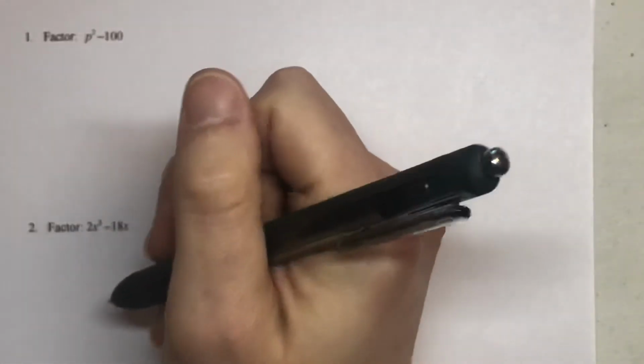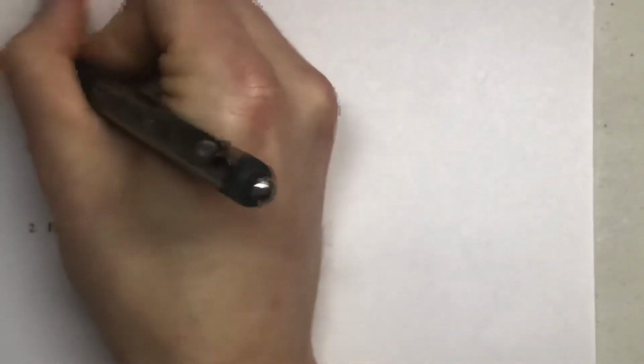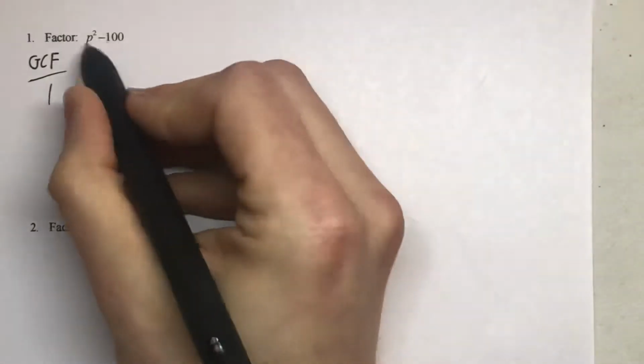So, starting with this first one. We're supposed to factor, so remember, no matter what we see here, first step GCF. GCF of these two terms is just a 1, so it doesn't do us any good. And so now, you're looking at two terms.